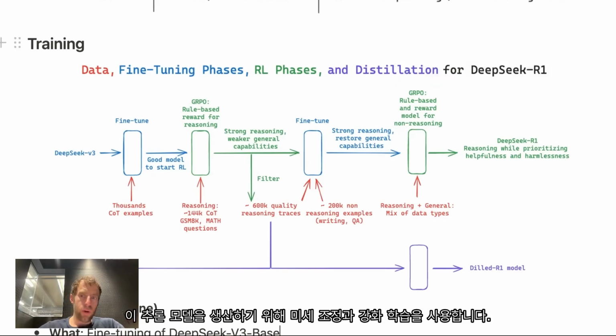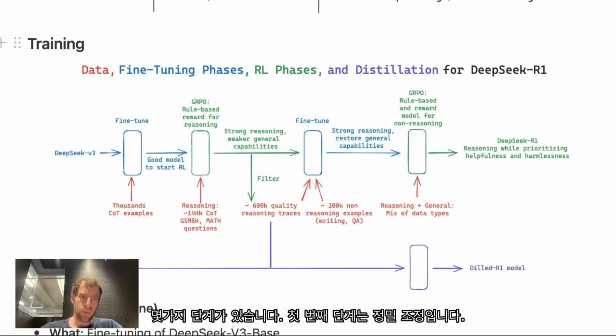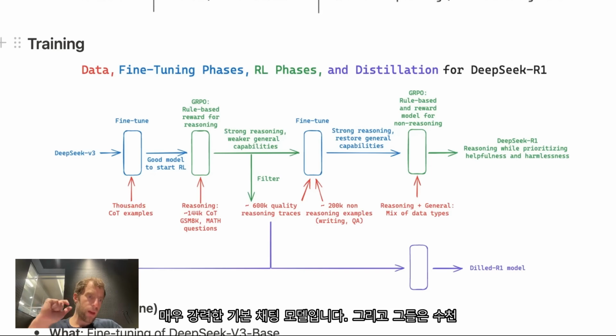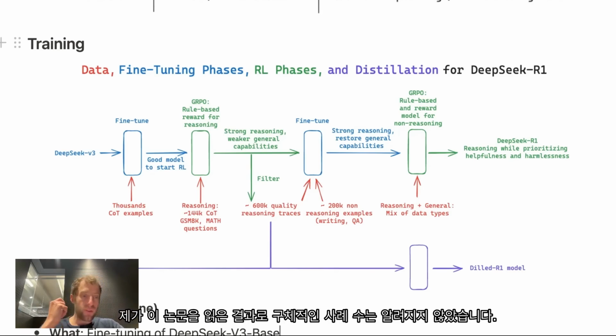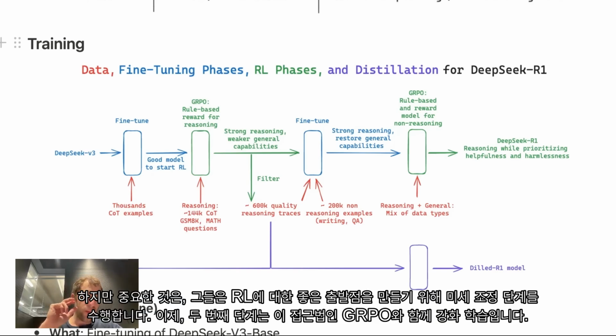It's very interesting. So, DeepSeek R1 uses a combination of fine tuning and reinforcement learning to produce this reasoning model. And it has a few different stages. The first stage is just fine tuning. They take DeepSeek V3, which is their very strong base chat model, and they fine tune it on some number of thousands of chain of thought reasoning examples. Now, they don't actually tell the specific number of examples from my reading of the paper, but the point is they do a fine tuning phase to build a good starting point for RL.